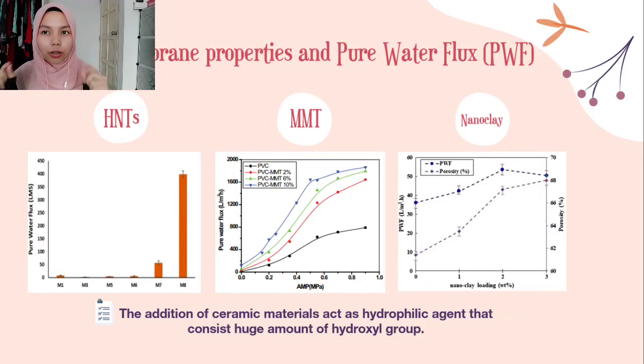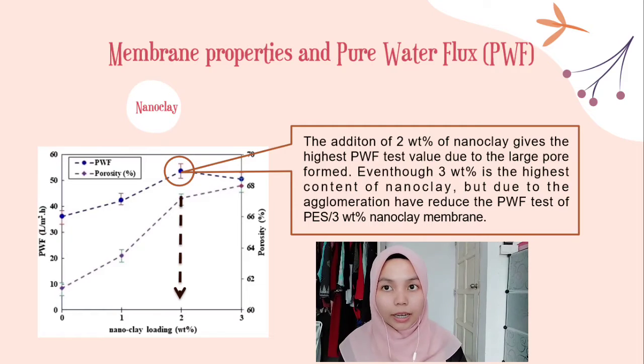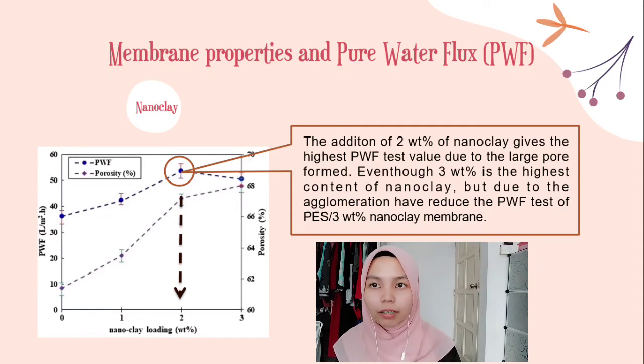However, it showed a dissimilarity at the nanoclay composition. We can see from the graph that the highest value of the PWF test is at 2 weight percent of nanoclay loading compared with 3 weight percent of nanoclay loading. The reason for the decrement shown in the graph is that the 3 weight percent of nanoclay loading incorporated with the PES membrane suffers from agglomeration.